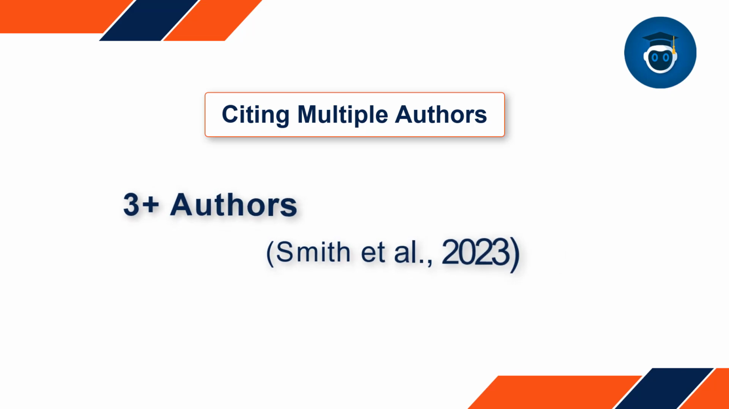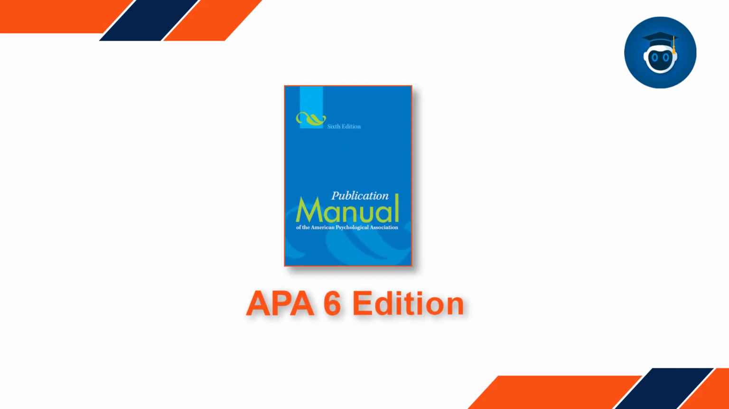When your source has 3 or more authors, use the first author's last name and add et al., followed by the publication year. If your institution follows the APA 6th edition, there are slight differences.